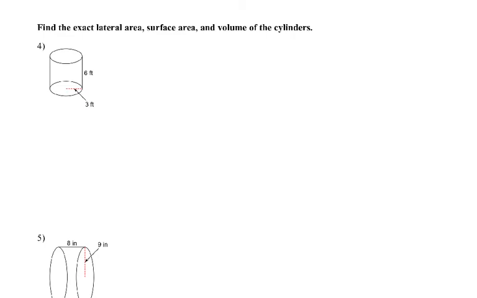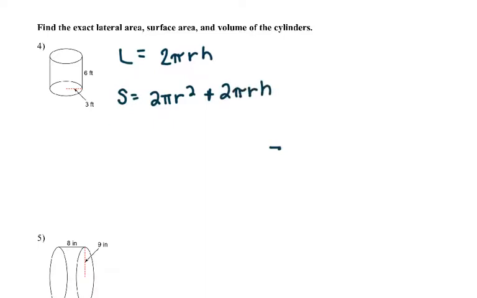So find the lateral area, the surface area, and the volume. The lateral area for a cylinder is 2 pi r h. The total surface area is 2 pi r squared plus 2 pi r h, and the volume is pi r squared times h. And we're going to leave this in terms of pi. And I forgot to grab my calculator, so hopefully the numbers are friendly.